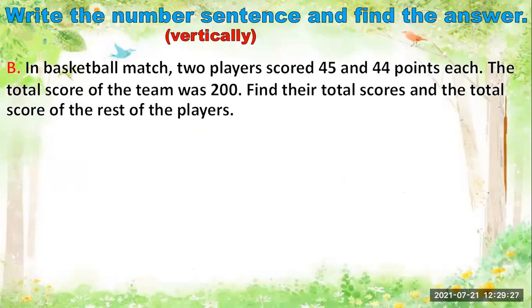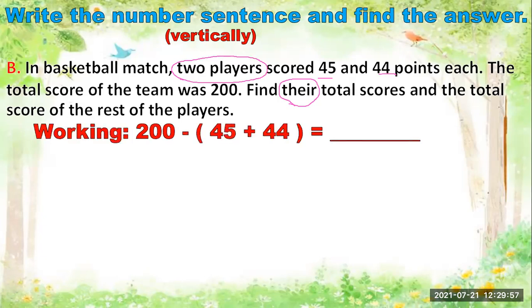200 points. So the question here is, find their total score and the total score of the rest of the players. Now I want to remind you the word "their" here is talking about the two players who scored 45 and 44. Now if we write it in a number sentence, we write player 1, 45 points, player 2, 44 points.